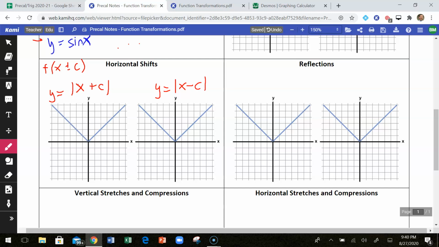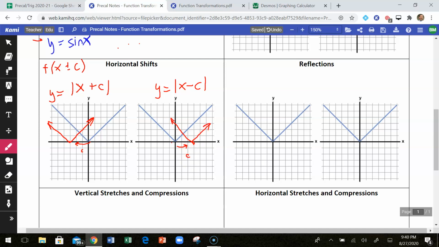So if I add on the inside, what that actually does is it takes it left c units. So I'd move it just to the left. Now I get that exact same graph as I go to the left. So that's just going to be whatever c units is to the left if we add. If we subtract c units, that takes it to the right. And that's going to move it this way, c units.